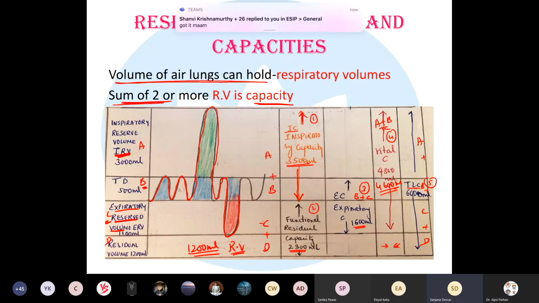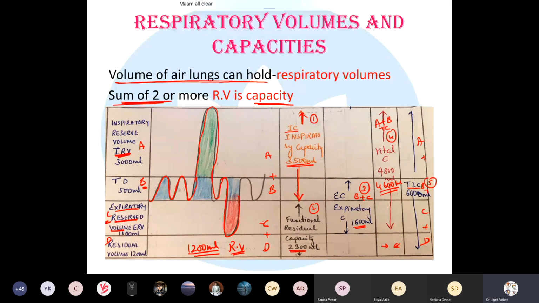Ma'am, could you please explain the residual volume part again? Sanjana, listen. Residual volume matlab, after the lungs have exhaled completely, forcefully exhaled the air out, still the lungs are never left empty. There is some air present that is not under your control to exhale. That volume that is present inside after you try your best to remove the air from the lungs, that remaining is called residual volume.